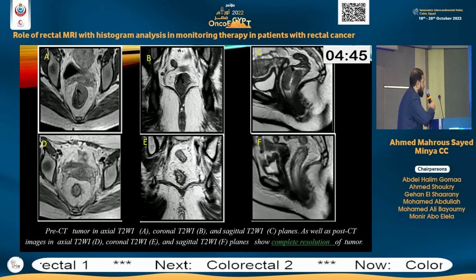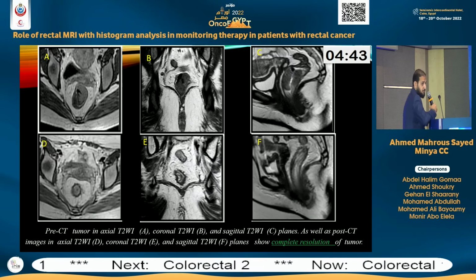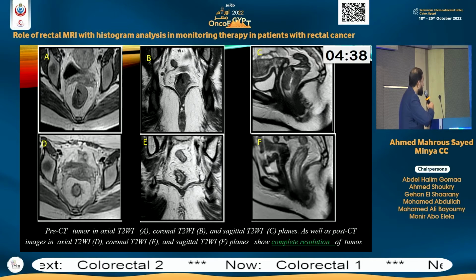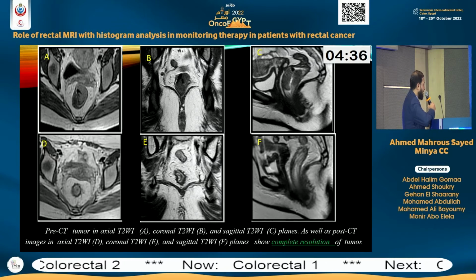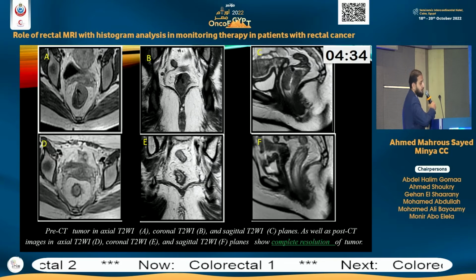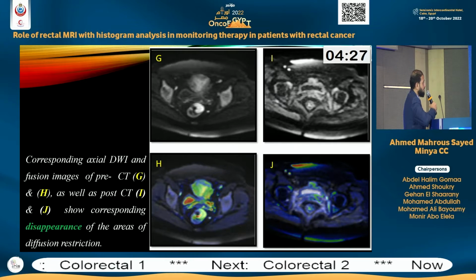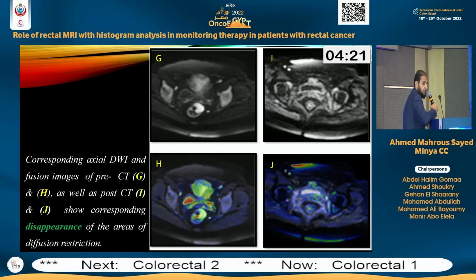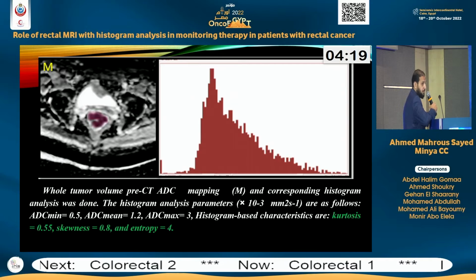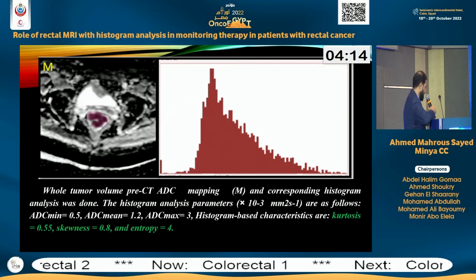It's worth mentioning that some of our lucky patients had a complete response and were enrolled in the watch and wait program, including this patient who had a complete response. We can see a complete disappearance of the rectal cancer after the chemoradiotherapy. And the diffusion-weighted images revealed the complete disappearance of the areas of diffusion restriction, denoting complete response. And all of our patients, of course, were confirmed by endoscopy, and we can use the histogram in these patients for research.